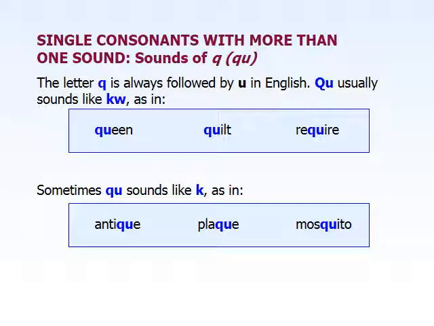Now, the most common time it has a K sound is with this QUE at the end of a word. So antique, not antique, I can't even say it, or plaque. So we have this QUE at the end of words. But it's also this sound in mosquito, and this is because it's actually a word that's taken from Spanish. So in the middle of words in some words, and also at the end of words with this QUE.